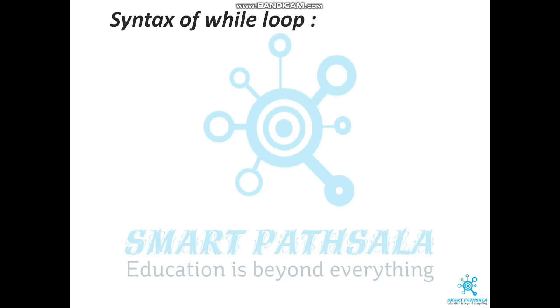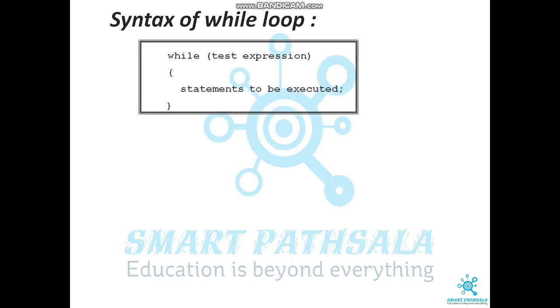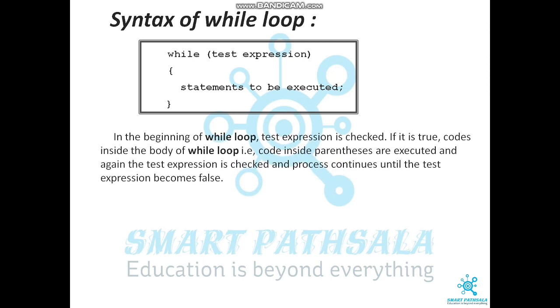Now let us first see the while loop. The syntax for the while loop is that first there will be the while, and after that there will be some test expression, or you can say condition. If the condition is true, then the statement for the respective while loop will execute. In the beginning of the while loop, the test expression is checked first. If it is true, the code inside the body of the while loop is executed, and again the test expression is checked, and the process continues until the test expression becomes false.